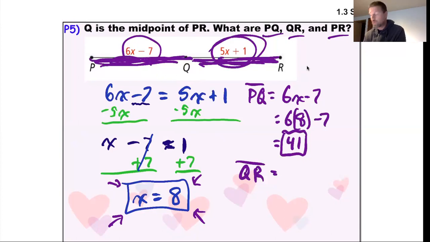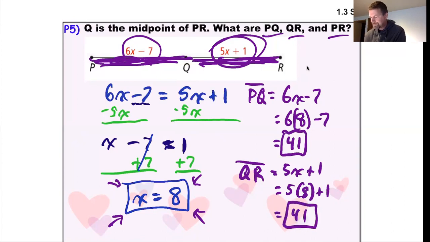I'm actually going to work it out though as 5x plus 1 because it's a good way to check if I was right. So let's plug in that 8 because I know x is 8. That'd be 5 times 8 plus 1. 5 times 8 is 40 plus 1 more, 41. They are indeed the same.